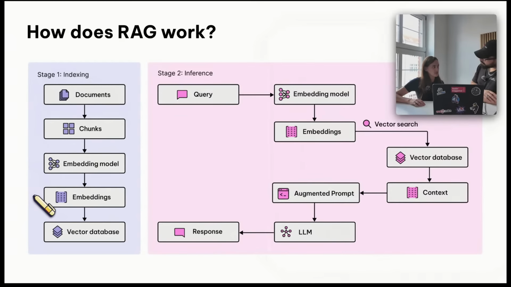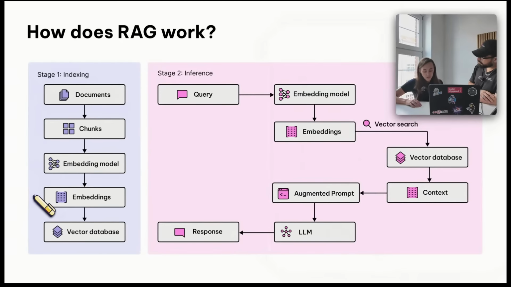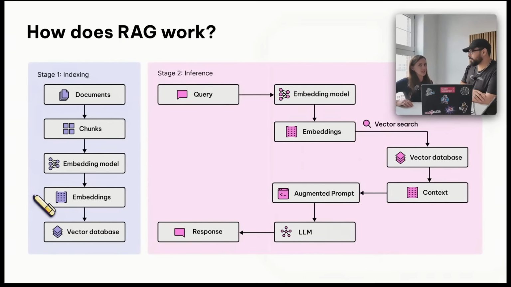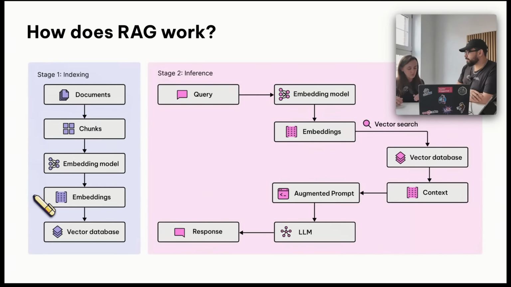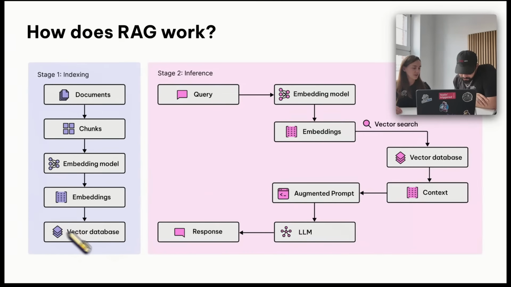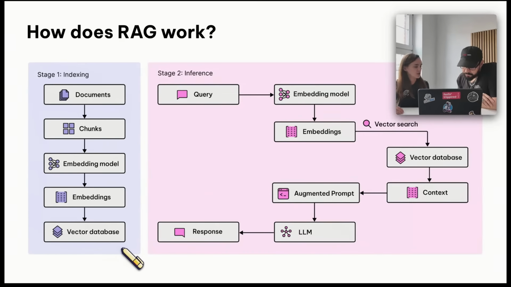They're also called vectors, and this is basically just a bunch of numbers. Sometimes that can be 768 numbers, sometimes more, sometimes less. But basically it's translating raw text into numbers that store the semantic meaning of the document itself. And then you store those vectors or embeddings in your vector database, which can also be called a vector store. So that's the first stage.